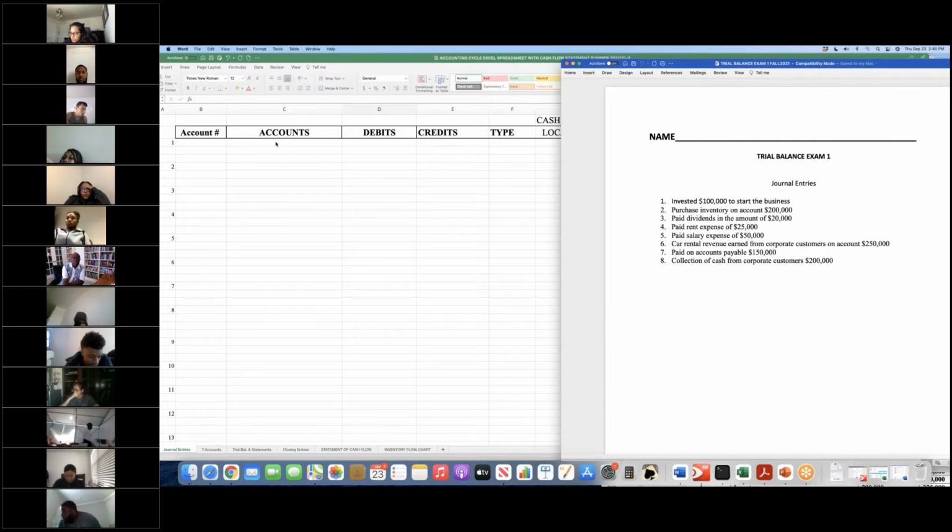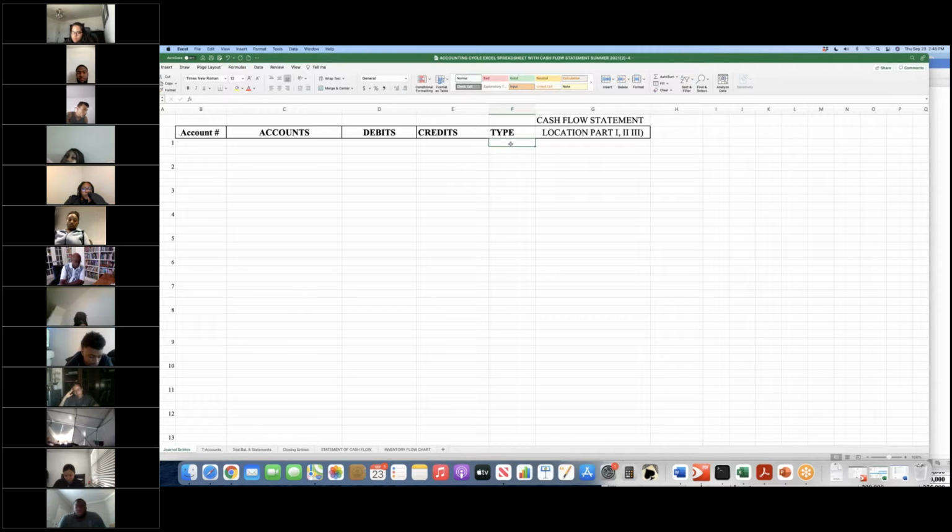Okay, we always start the company by investing cash, and so that's a type 1. And we're going to debit cash, and we're going to credit common stock.